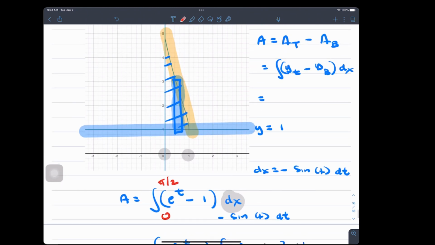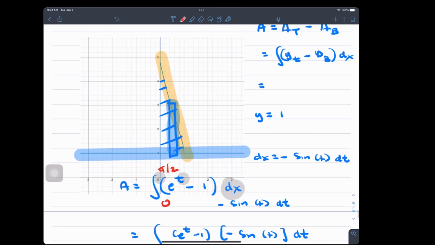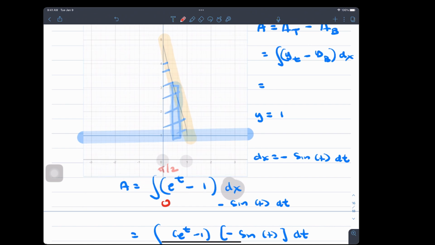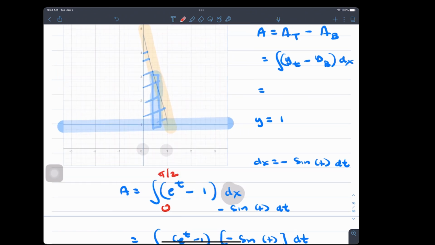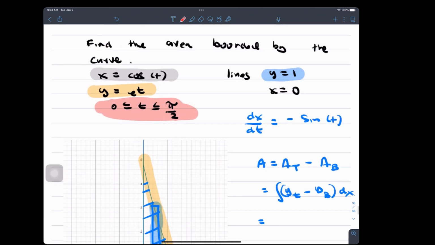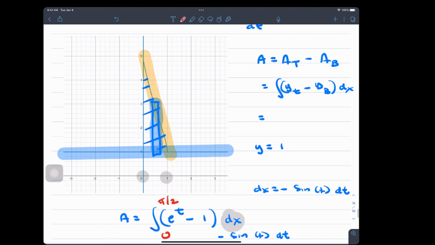What do you have to do? Do you guys remember? Go back and look at the orientation here. Where's my first point? If I plug in 0 for t, where's my initial point now? X, what's cosine 0? 1. So that means x is 1. What's y going to be? What's e to the 0? 1. So here is, ladies and gentlemen, the initial point. Okay?